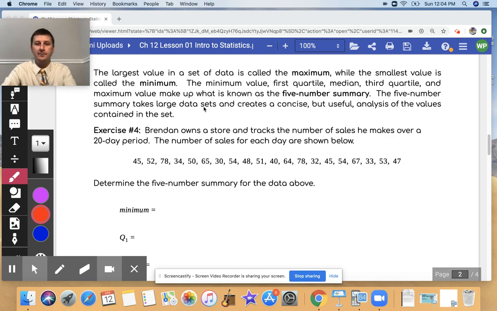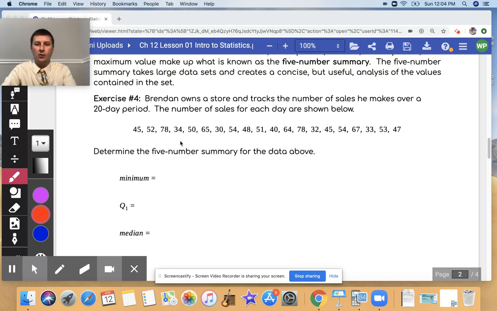So in exercise number 4, it says Brendan owns a store and tracks the number of sales he makes over a 20-day period. The number of sales for each day are shown below. So here's a whole long list of number of sales. And we want to determine the 5-number summary for the data above.